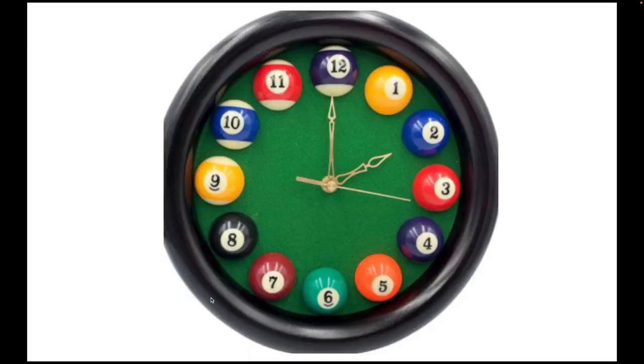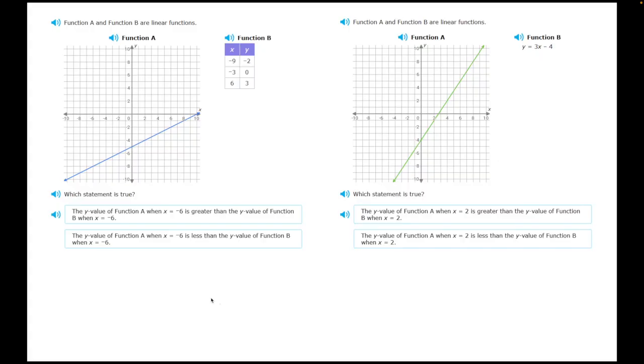All right, it is time for you to practice this last type of problem. Go ahead and pause the video and try these two problems on your own. And when you're ready, you can unpause the video and we'll check your answers.